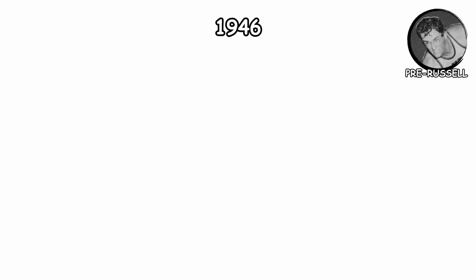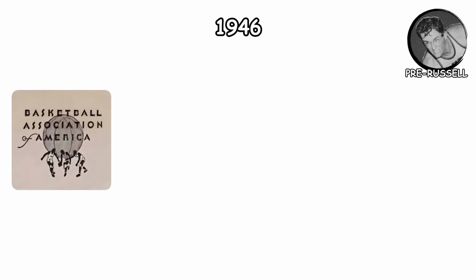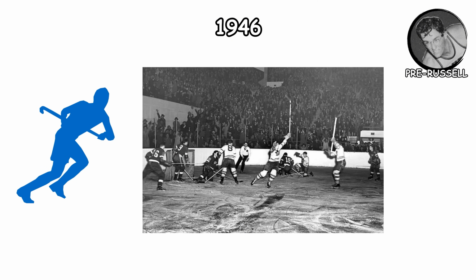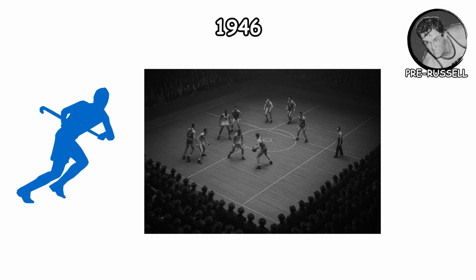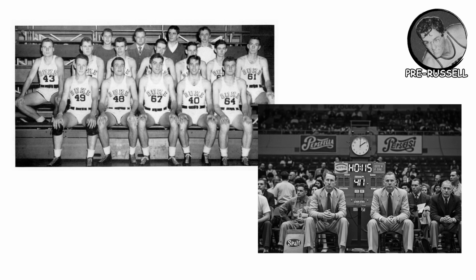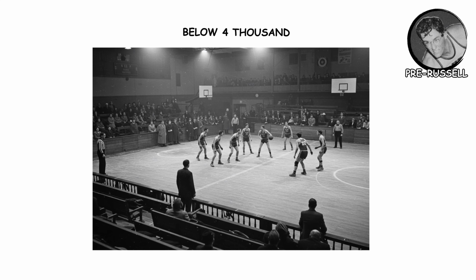Pre-Russell. In 1946, the Basketball Association of America launches with 11 teams, mostly clustered in hockey arenas that convert their hardwood floors over sheets of ice. Scoring stagnates early. Without a shot clock, possessions routinely drag past a full minute, and some teams hold the ball for entire quarters to preserve narrow leads. League attendance hovers below 4,000 per game.